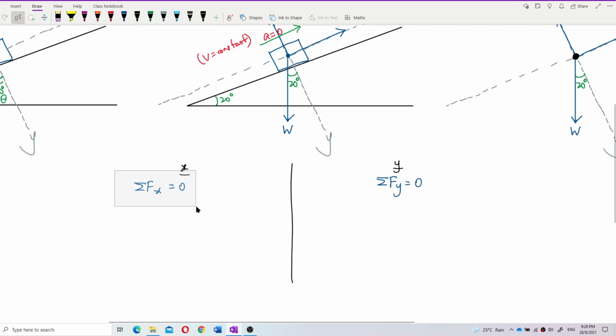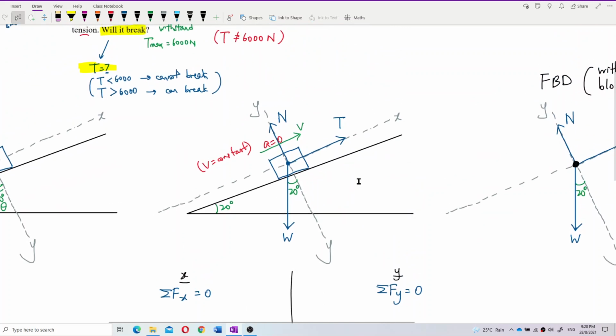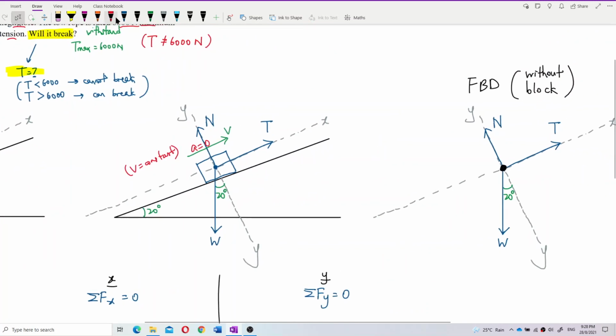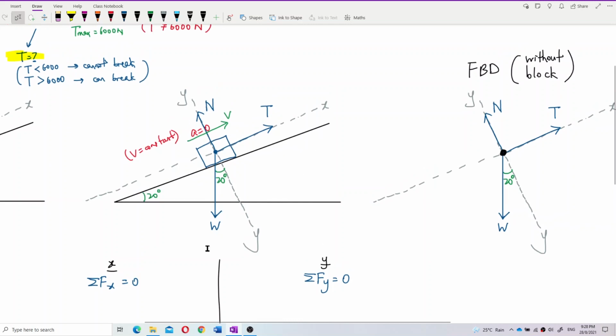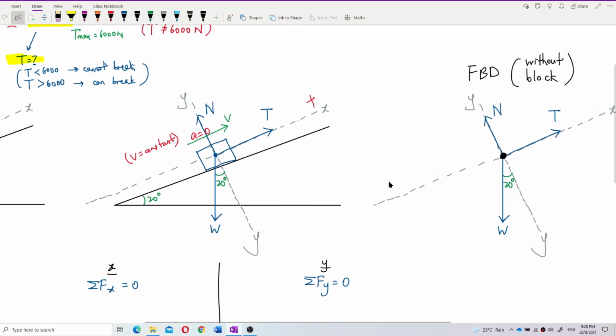Total Fx is 0, total Fy is 0. First of all, the sign convention: for equilibrium, we take going to the right as positive, going to the left as negative, going upward as positive, downward as negative. Because acceleration is 0, we don't have an acceleration direction to compare. That's the positive and negative sign for the force.